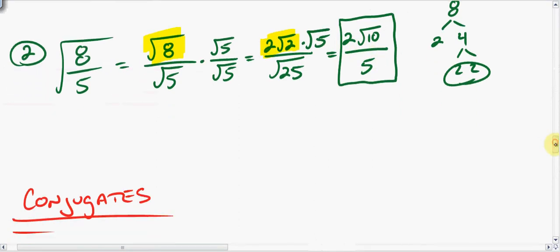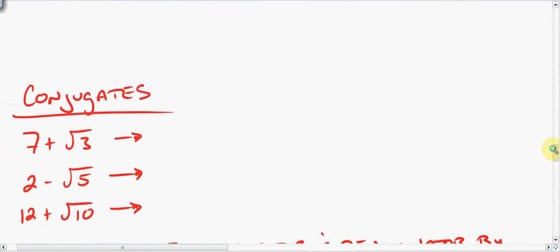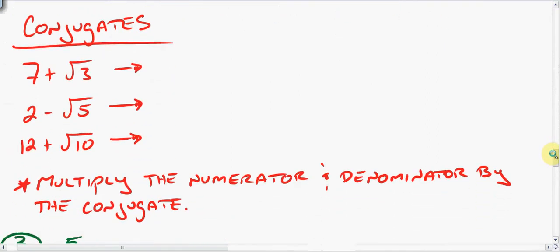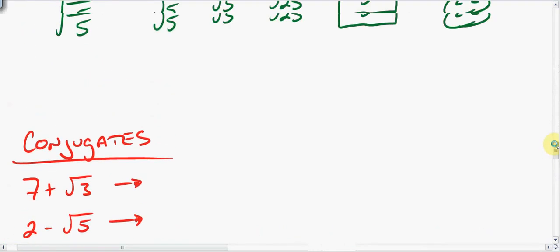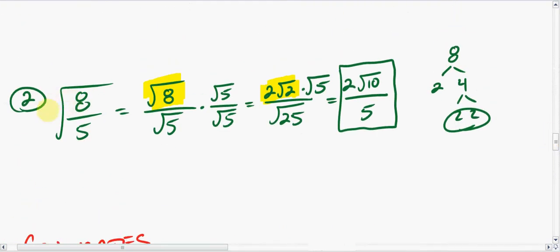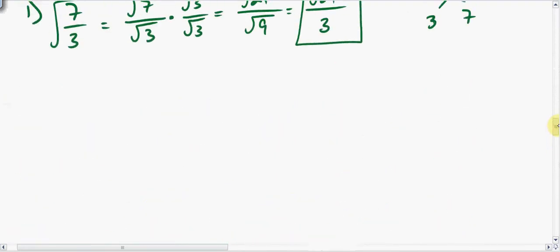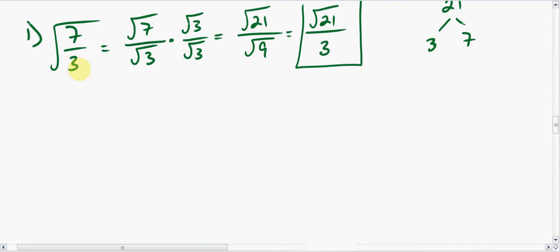Okay, so we're going to continue rationalizing the denominator, and we're going to introduce the concept of conjugates. What happens with conjugates? We'll see what that is in a second. Let me scroll back up here. You can see that in these two problems, all we've had was a number down here, just a nice number. So you're able to multiply by square root of 3 over square root of 3.